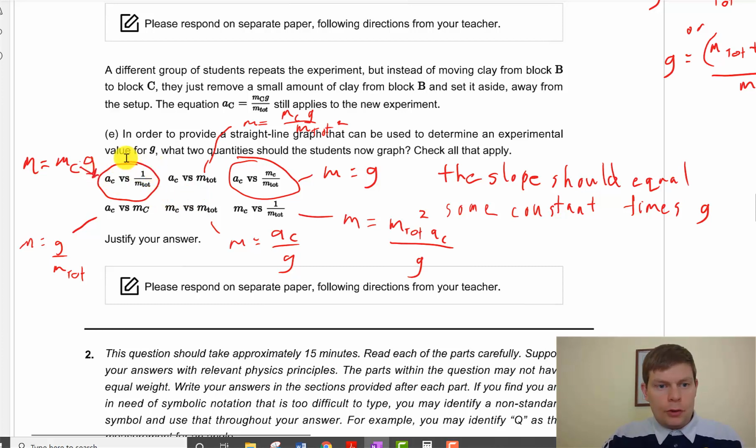For this one, if we did a_C divided by 1 over m total, that would equal m_C times g. If you're dividing by 1 over m total, it's the same as multiplying by m total. So a_C times m total is equal to m_C g. All these other ones give you some other garbagey slope, which always includes either m total or a_C. This one in particular, if you do the math, would end up being m_C g divided by m total squared. Some of these other ones would solve for a_C over g, which is just not very useful.